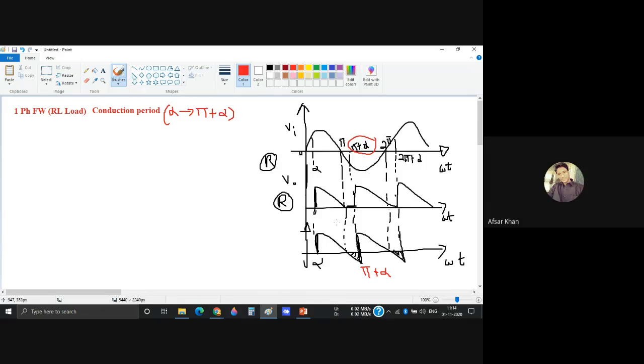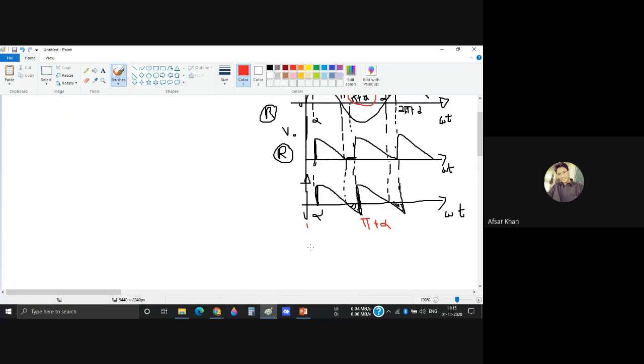Yes, very, very important. This is your conduction period, or we can say average output limit. From here, the average output limit. And always, if you draw the switch current, or we can say thyristor current, you will get a square wave, like this. Okay, students.